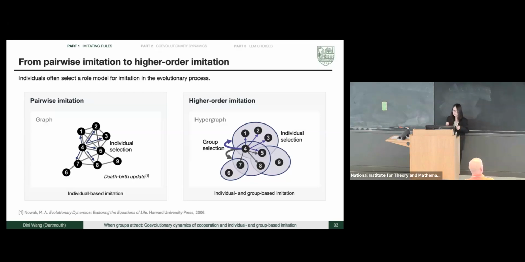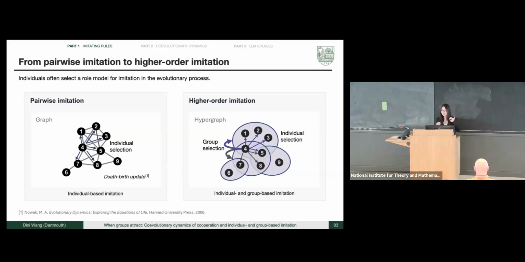Here I will start from the basic idea of imitation. In the traditional setting of evolutionary games on graphs, the focal individual usually selects a well-performing neighbor as a role model and then copies her social behavior for strategy update. There is a very well-known update named the death-birth update, and we also have the birth-death, pair comparison, and imitation updates.